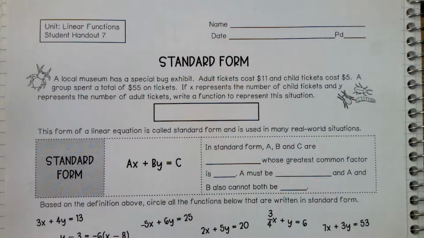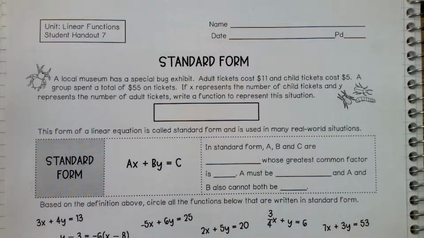A local museum has a special policy. Adult tickets cost $11 and child tickets cost $5. A group spends a total of $55 on tickets. If X represents the number of child tickets and Y represents the number of adult tickets, write a function to represent the situation.